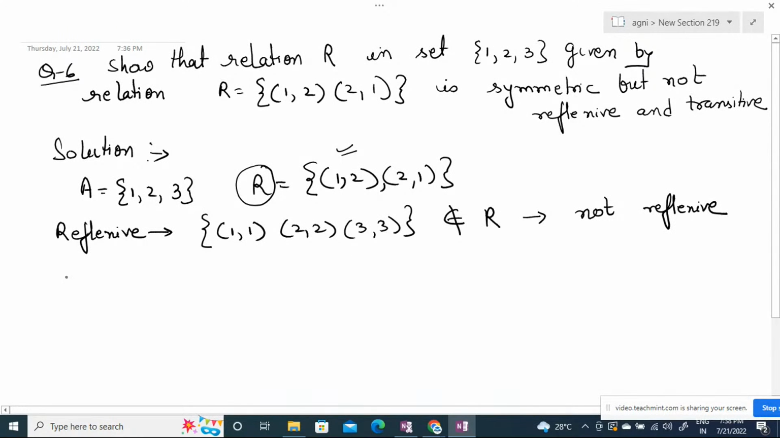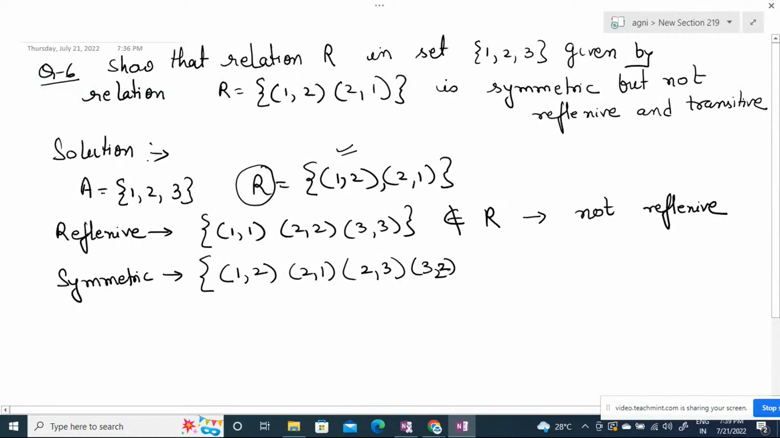Now I'm going to check for the symmetric. For the symmetric, we have ordered pairs like (1, 2), (2, 1), then (2, 3), (3, 2). Now we see that (1, 2) and (2, 1) belong to the relation. So it is symmetric.